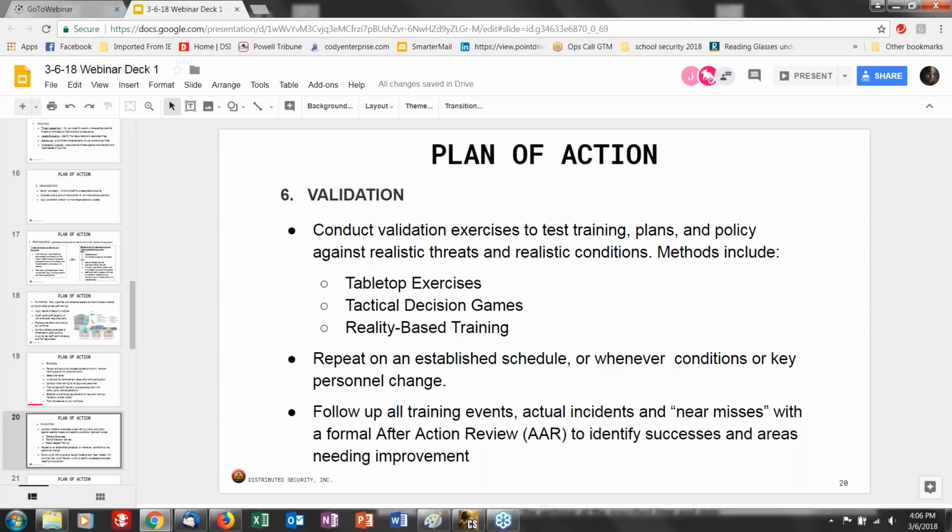And finally, an important part of the validation process is that you have to follow up all your training events, any actual incidents or near misses, with a formal after action review so that you can identify successes and areas needing improvement.